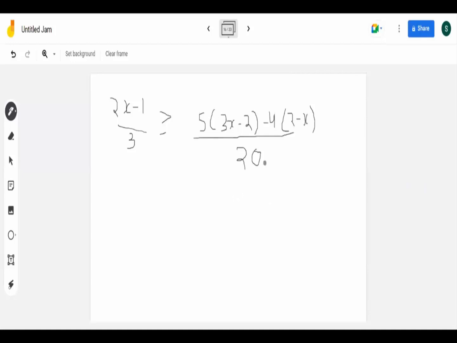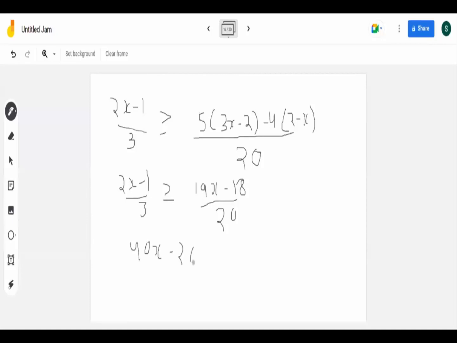So you can do this, and now you can simplify the numerator of the RHS. (2x minus 1) by 3 is greater than or equal to, you can see this is 5 times 3, 15x, plus 4x. So 15x plus 4x gives me 19x. You can open the bracket and simplify; I am doing it directly here. Minus 10 minus 8 is minus 18 by 20. Now just cross multiply 20 and 3.